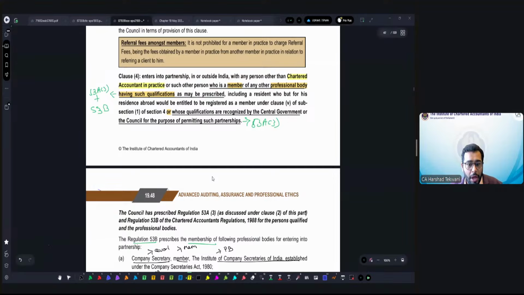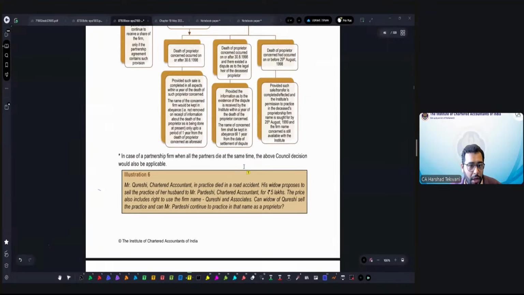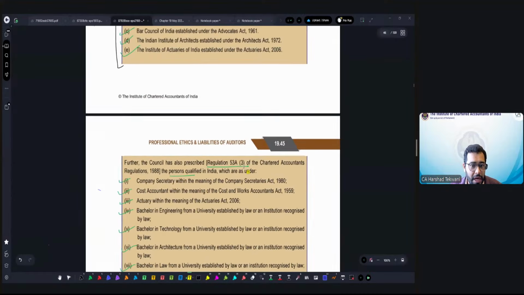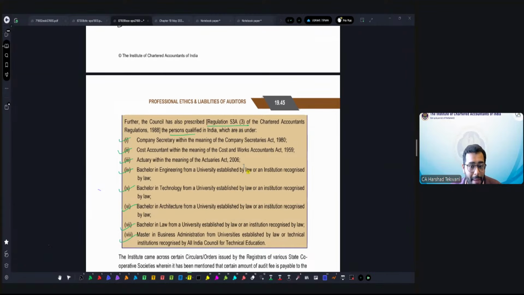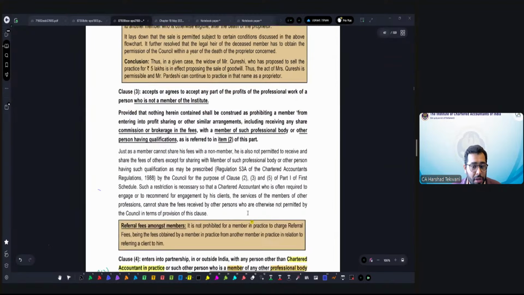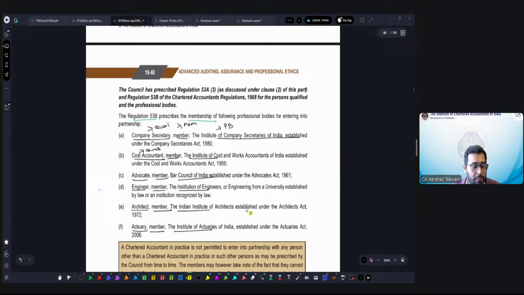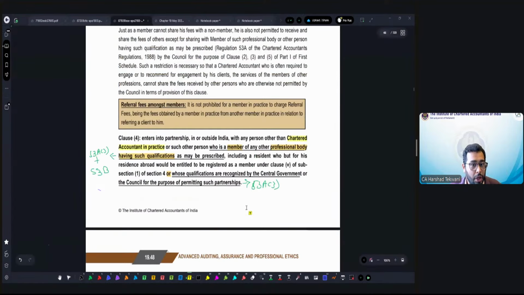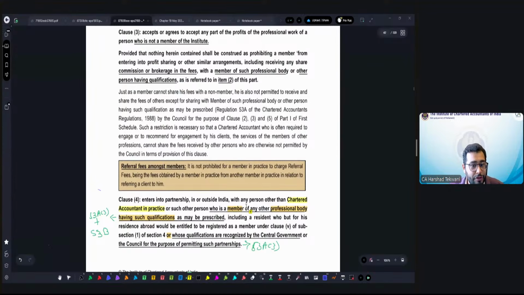No member is allowed. Regulation 53A, 53A3. If you see 53A3, it does not cover member of institute generally. You will not find a CA who is a member of institute in this 53A3. Neither will you find a member of institute of chartered accountants in India in regulation 53B. So if he is a member of institute, he has to be in practice by default, for you to enter into a partnership.